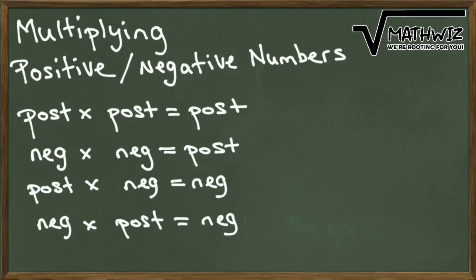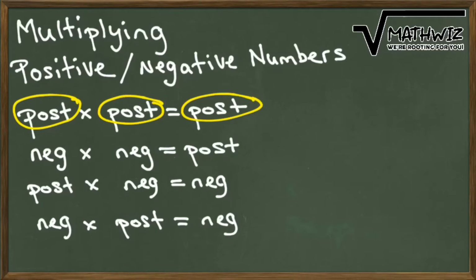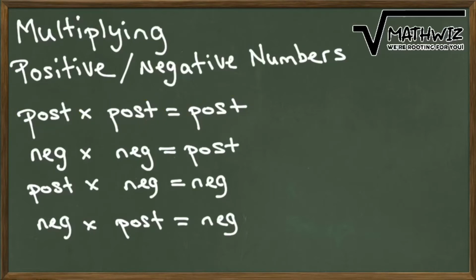And so if we have a positive multiplied by a positive, we get a positive. If we have a negative multiplied by a negative, your answer will be positive. If you have a positive multiplied by a negative, you should get a negative. And lastly, if we have a negative multiplied by a positive, we will get a negative.